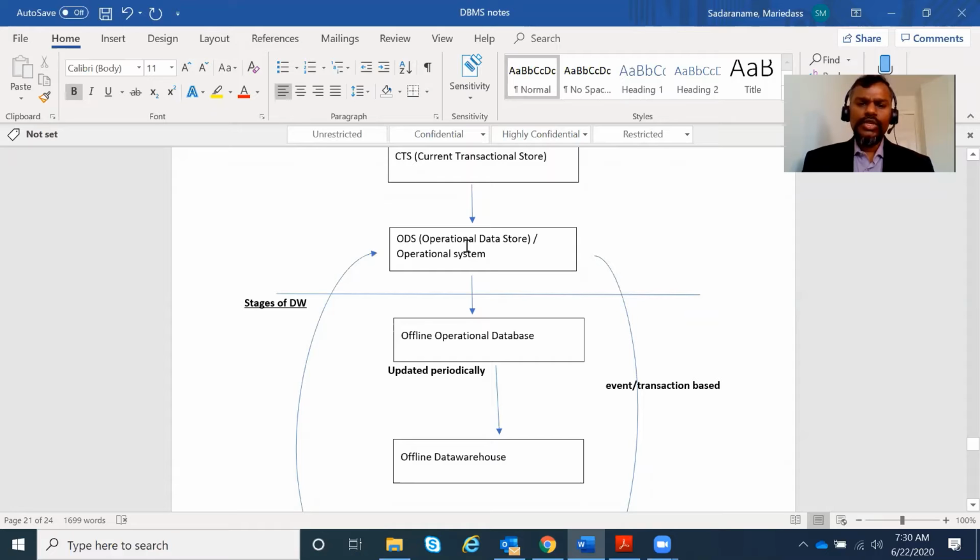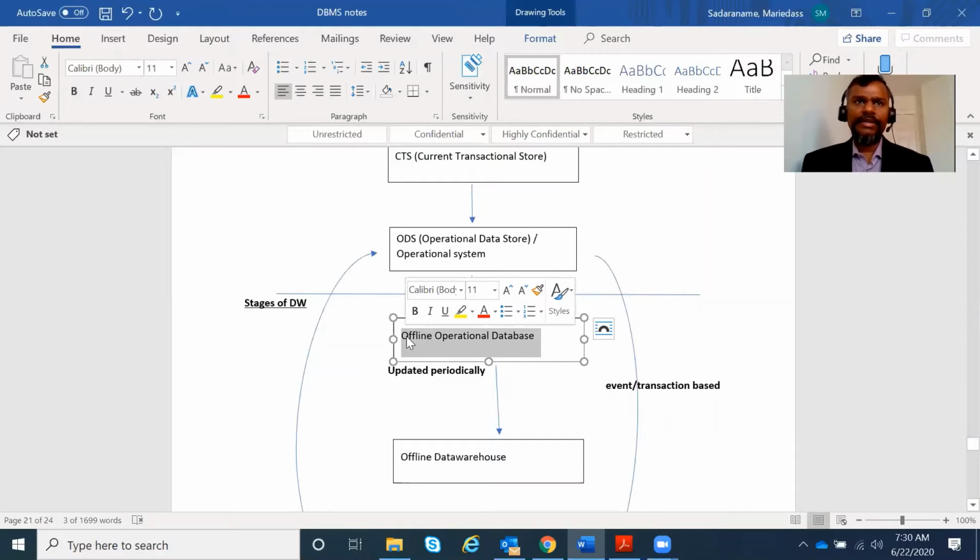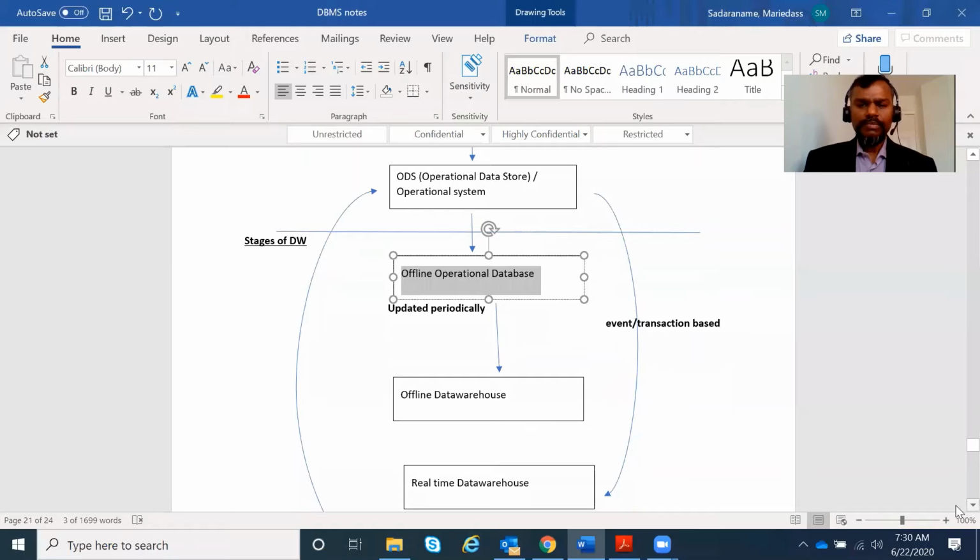Well and good. So now what happens after a certain time, from your operational data store, the data is offloaded into an offline operational database. This is the first stage of a data warehouse. They're taking all the data and dumping it here so that some analysis can start. So people can start looking at the data. This is more like unorganized data. It's not organized, it's not refined, nothing. It's just a dump of data from your ODS.